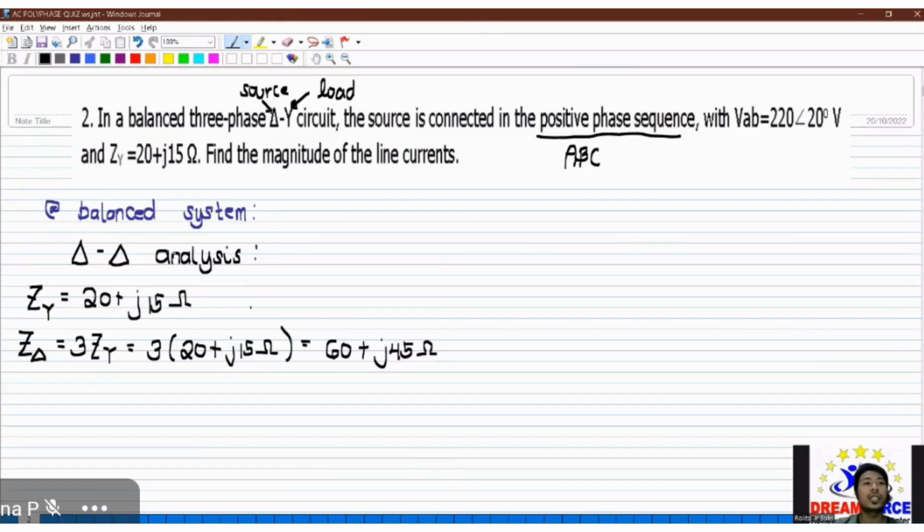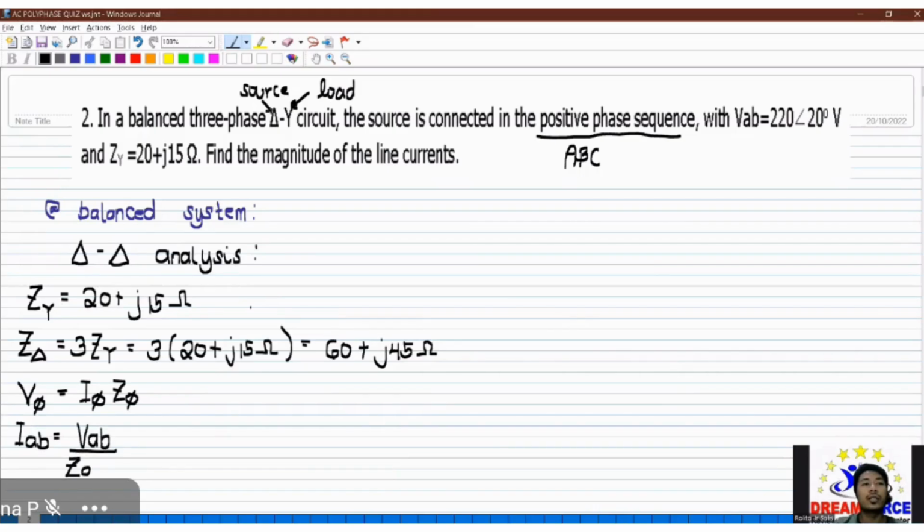Since we are dividing by Z, what we get first is the phase current. Using Ohm's law, we have V per phase, which is equivalent to I per phase multiplied by Z per phase. Since the given is VAB, we get IAB, which is equivalent to VAB divided by ZAB.